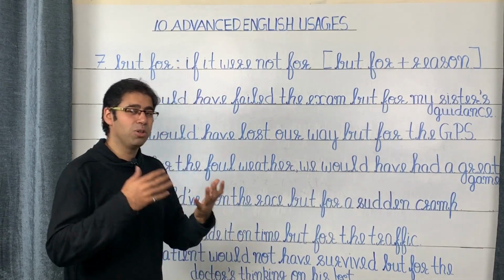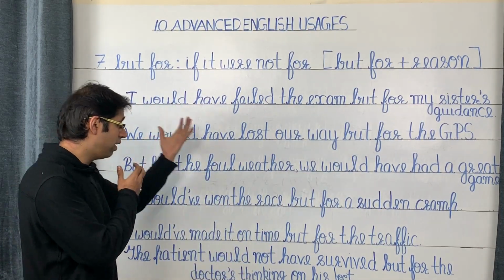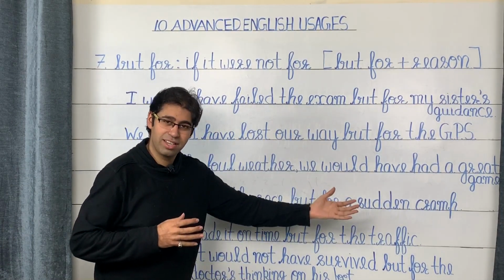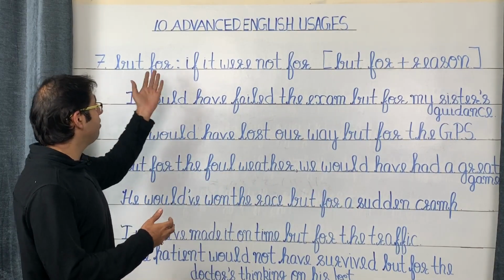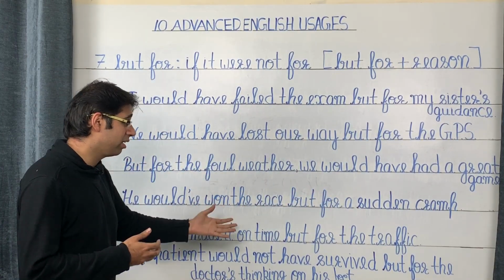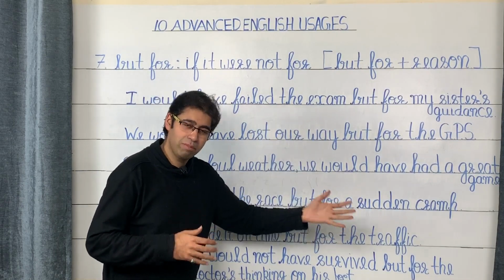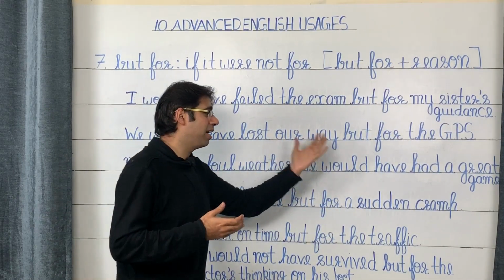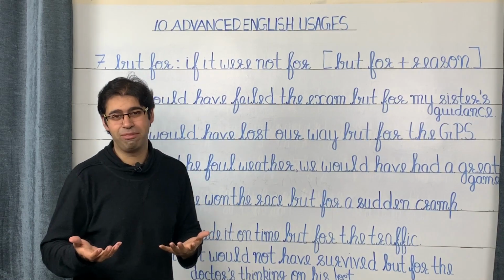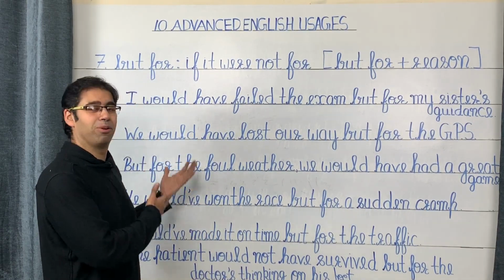So once again, you have that sentence as but for the foul weather, we would have had a great game. Another way of saying, if it were not for the foul weather, we would have had a great game, or we would have had a great game, but we didn't have it because of the foul weather.